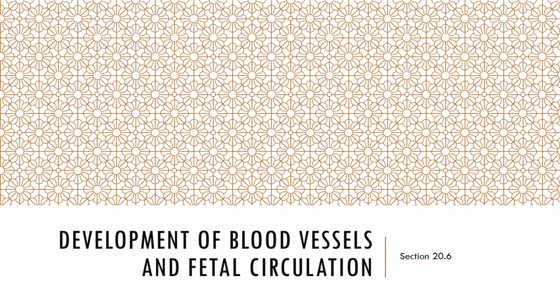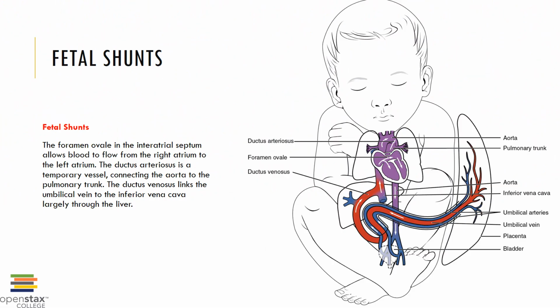Now, the development of blood vessels in fetal circulation is the last point that we will discuss in terms of blood vessels and circulation. There are a number of fetal shunts that you should be familiar with that divert blood from the non-functioning fetal lungs and the fetal liver. You should also be familiar with the adult structure that it becomes once the fetus is born.